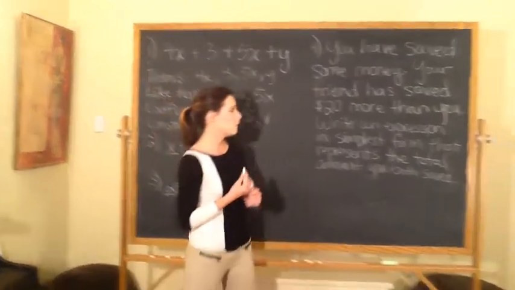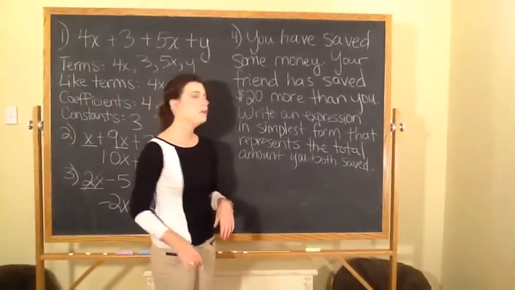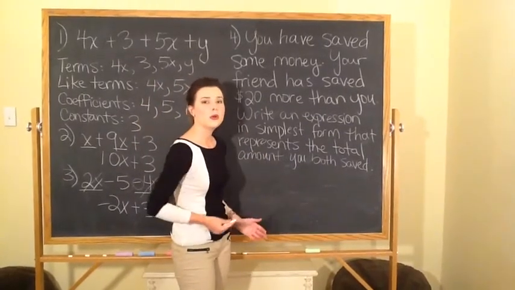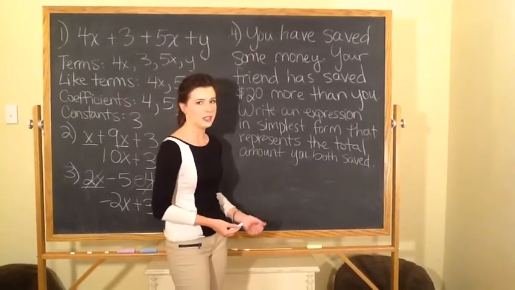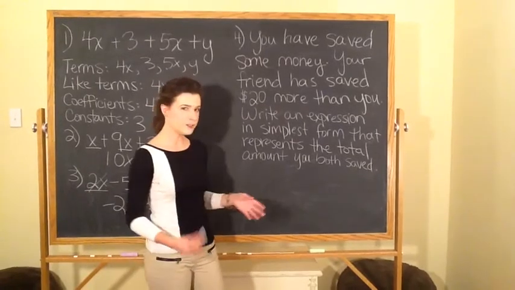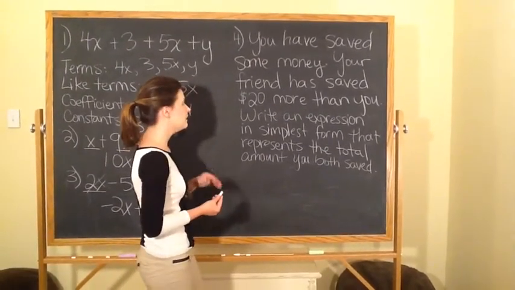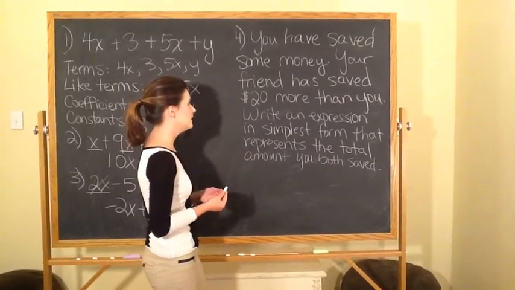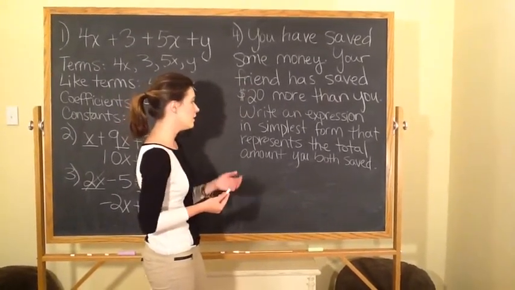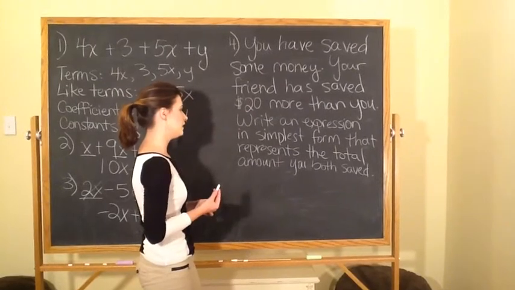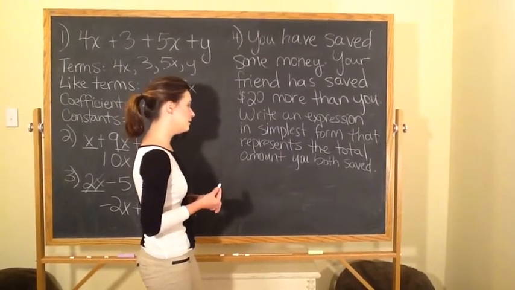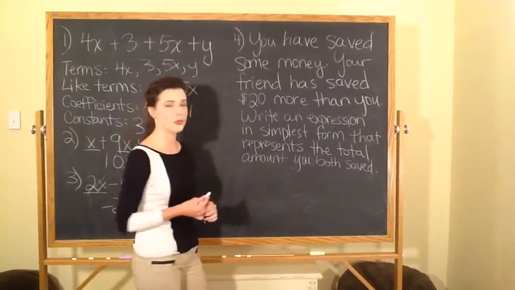Let's go ahead and look at a word problem really quick. This time we're going to have to read the problem, come up with the algebraic expression, and then simplify. So we have several steps this time. Let's go ahead and look at it real quick. It says, you have saved some money. Your friend has saved $20 more than you. Write an expression in the simplest form that represents the total amount you both saved.